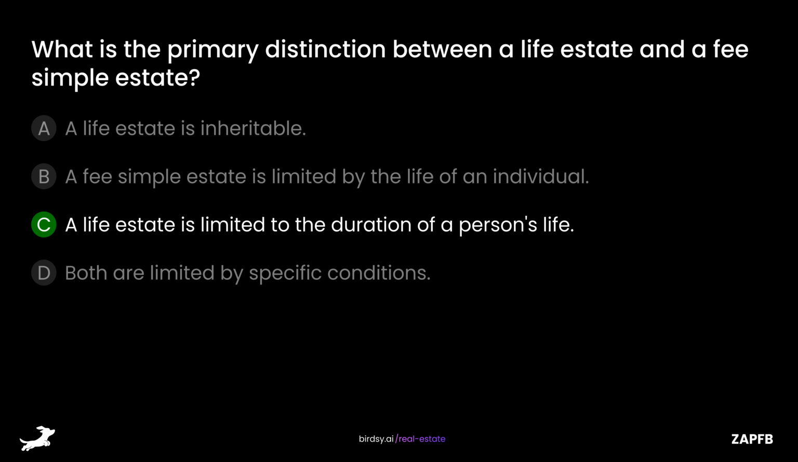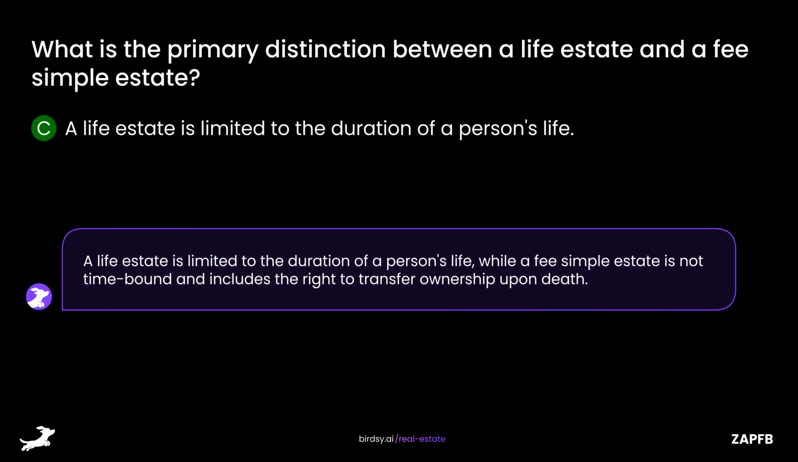The answer is C, a life estate is limited to the duration of a person's life. A life estate is limited to the duration of a person's life, while a fee simple estate is not time-bound and includes the right to transfer ownership upon death.